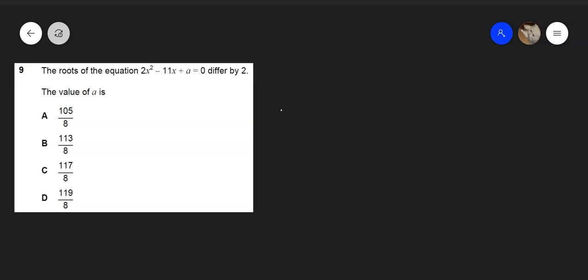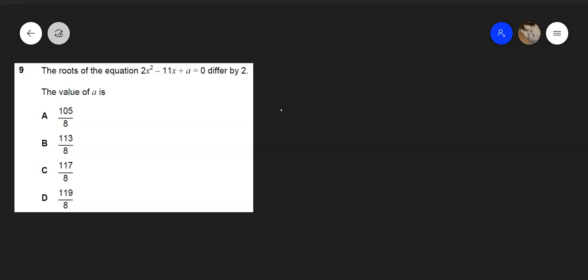We have two ways of dealing with this problem. We can either use Vieta's formula or we can use the discriminant. I would probably avoid using Vieta's formula in this case because the sum of the roots will be 11 over 2, and the product of the roots is a over 2. I don't know how complicated it may get, so I prefer not to deal with half values, so I'm going to proceed with the discriminant.